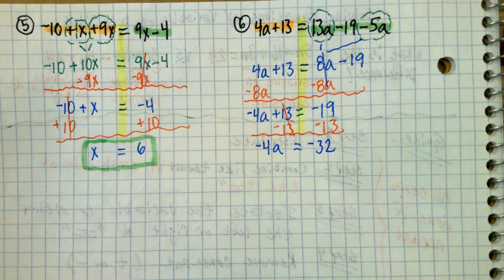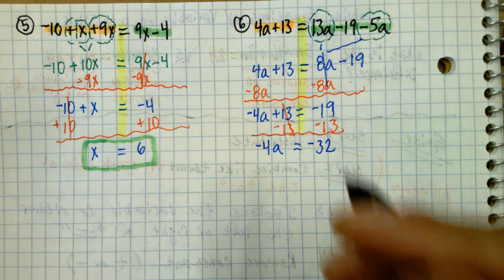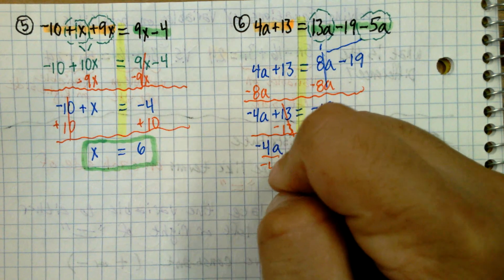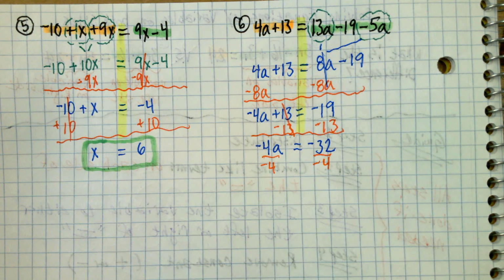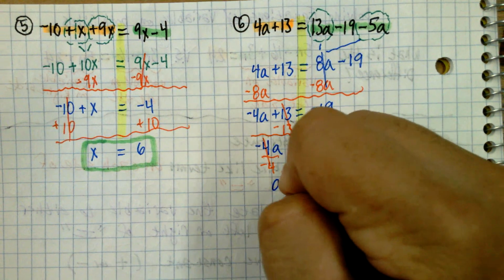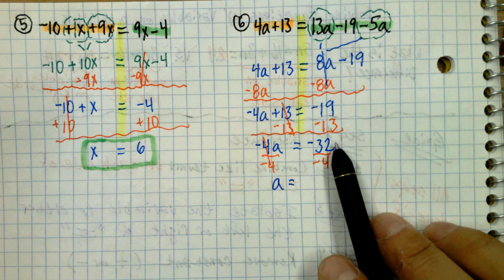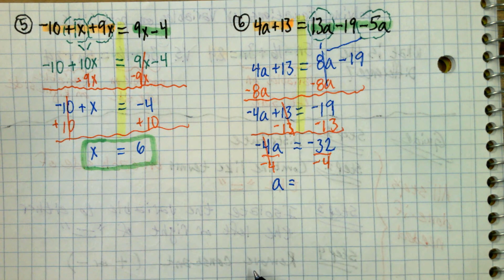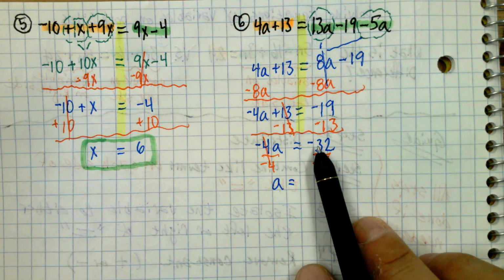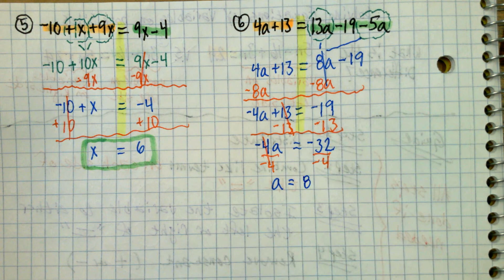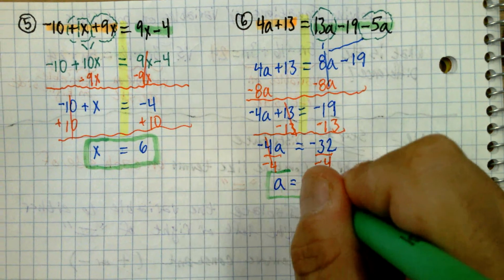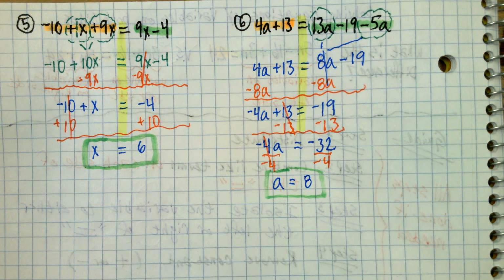Okay, now let's get rid of the negative 4. Divide it out. Okay, let's see what we get. A equals, how many 4s go into 32? 8. And since here we are dividing, negative divided by negative is positive. So the answer just turns out to be positive 8. Any questions?